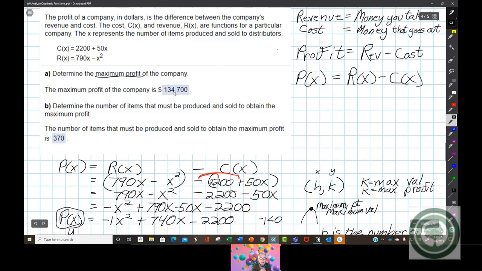So notice they ask you what the maximum profit is before they ask you to determine the number of items that must be produced and sold. That's backwards. So don't let them mess you up, because that's the reason they're writing it backwards. Do you really know the difference between the number of items produced and sold and what profit is? So this is kind of designed to mess you up, so that then you look at your error and you get clear about it. So let's do this.